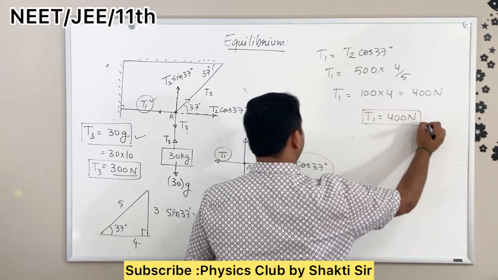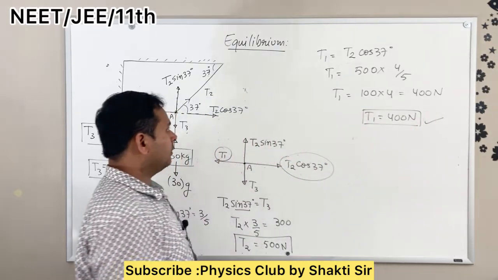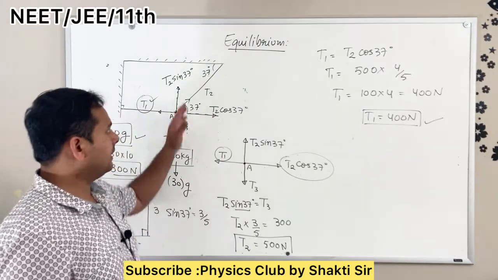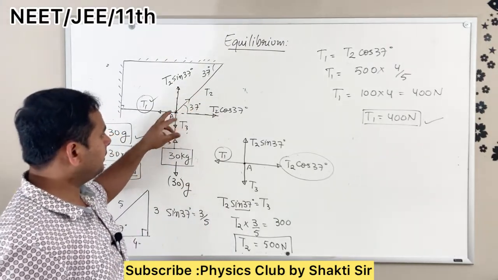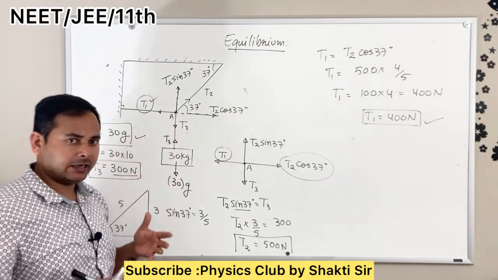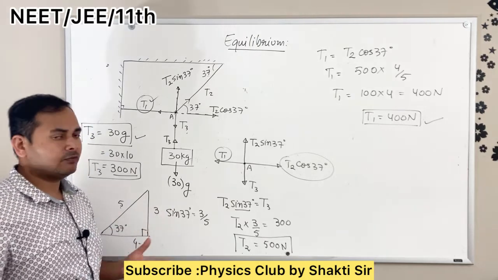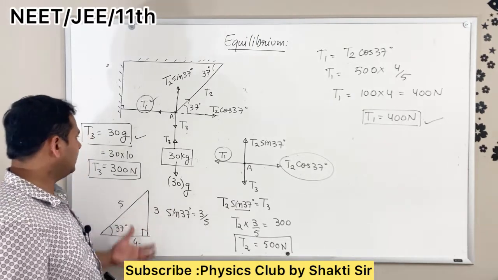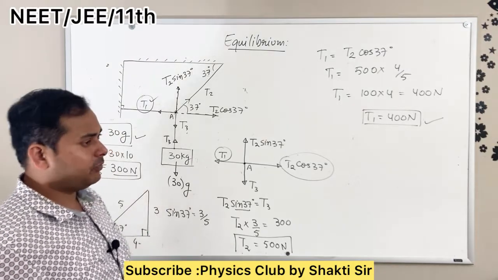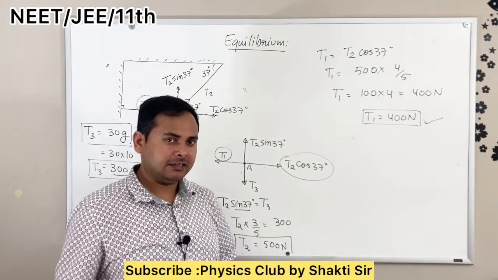In this way, with this very fundamental numerical, with this very simple example, just by resolving the terms and directing in the particular fashion in which the tensions are directed, and using the concept of equilibrium, we solve this numerical, the value of T1, T2 and T3. It's quite easy, but if you are new in the 11th class, it's not easy.